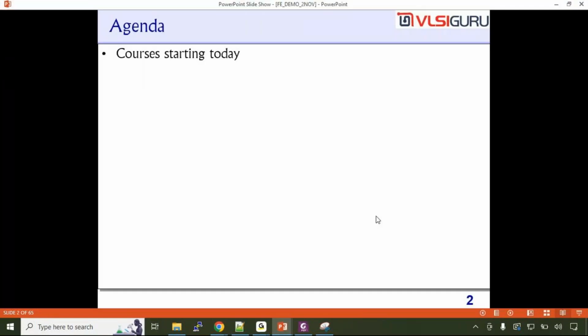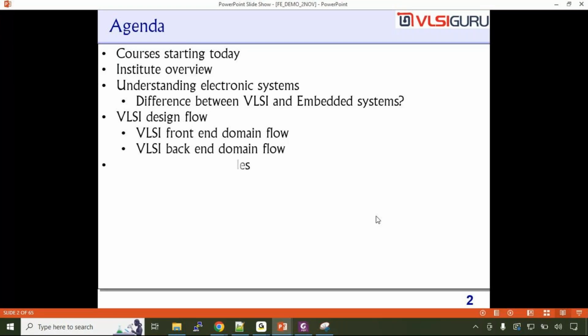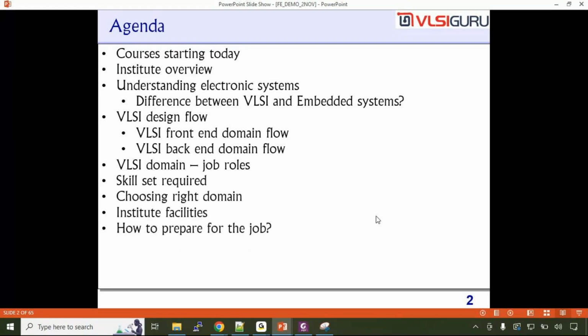So this is the agenda. We'll be starting off with understanding what all courses we'll be starting today, and a basic overview of the institute, just an understanding of electronic systems, to get what VLSI is, what an embedded system is, and what the opportunities are. Then we'll also understand the VLSI design flow, what the front-end domain is, and what the back-end domain is. We'll talk about different job roles in the VLSI domain and the skill set required. How do we choose the right domain, the institute facilities, and how to prepare for the job. So this is the overview of today's agenda.